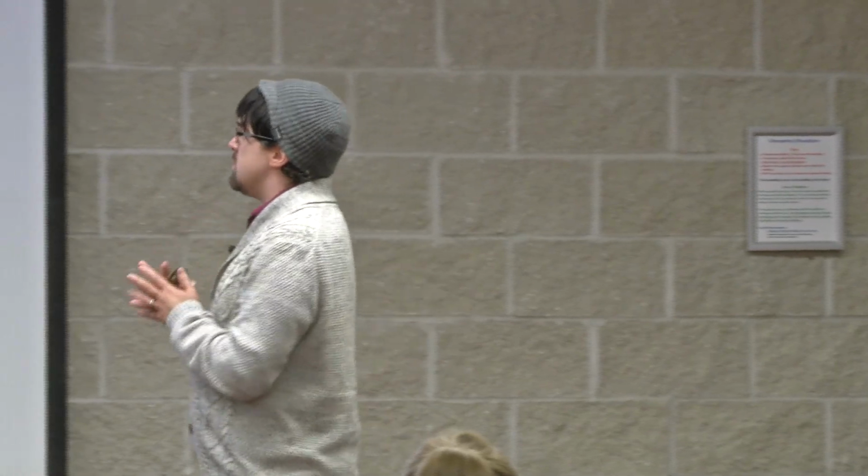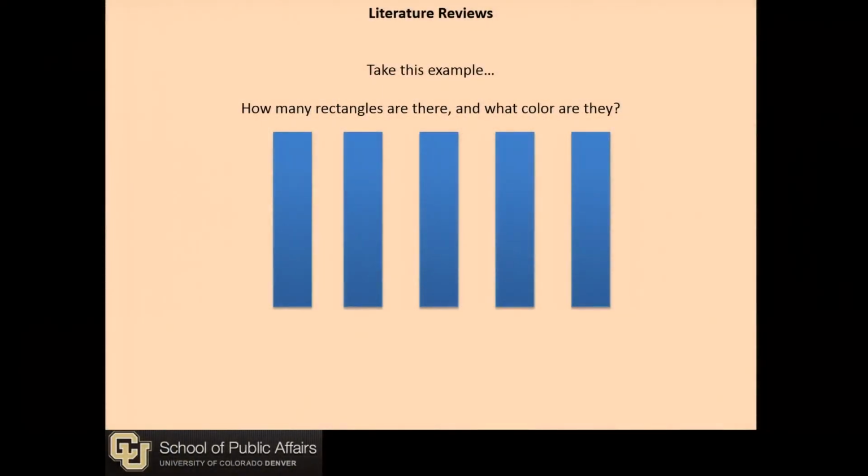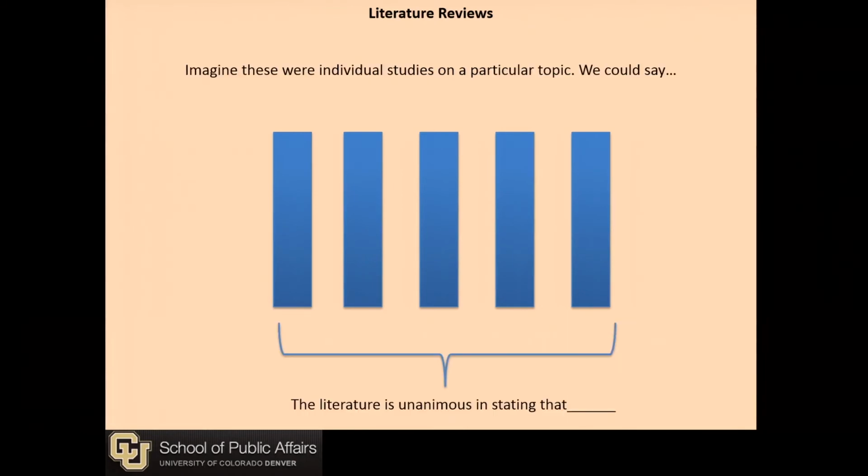So let's take this example, and then we're going to be getting into more nuts and bolts. So how many rectangles are there, and what color are they? Of course, I actually have a mild color blindness, so my answer of what color they are might differ from others, but seriously. 5, okay, what color are they? Okay, fantastic. Taken in terms of a literature review, imagine that these were individual studies on a particular topic. So we would say something like, the literature is unanimous in stating that, blue, whatever it happens to be. The literature is unanimous in stating that, whatever this happens to be about public affairs.